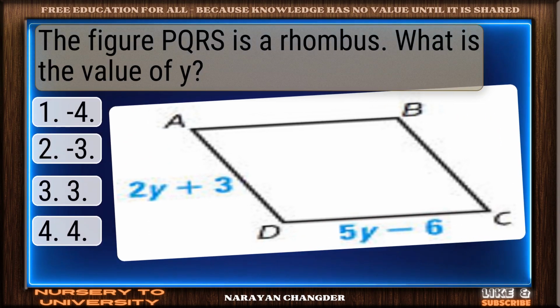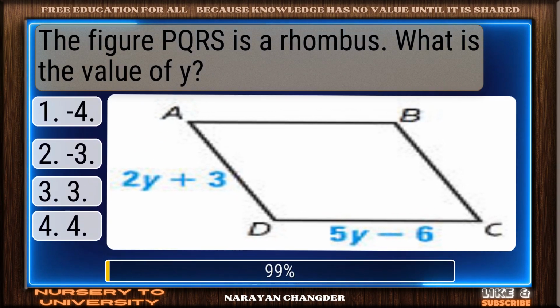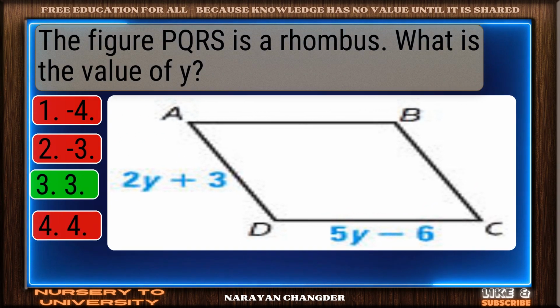Question number 17. The figure PIERS is a rhombus. What is the value of E? Perfect. 3 is the correct choice.